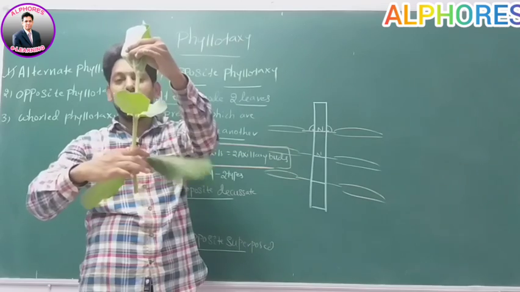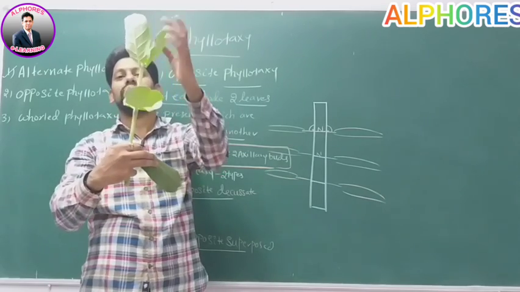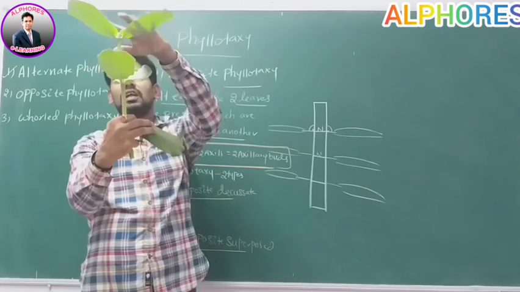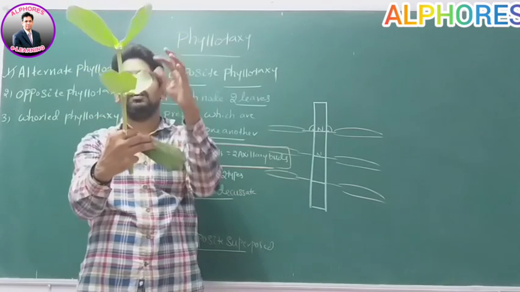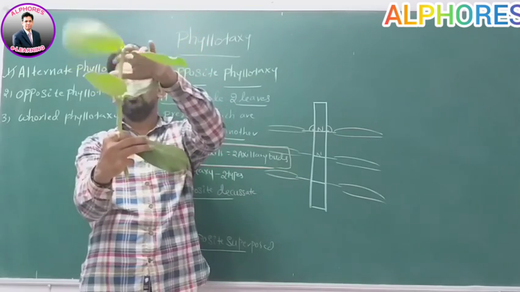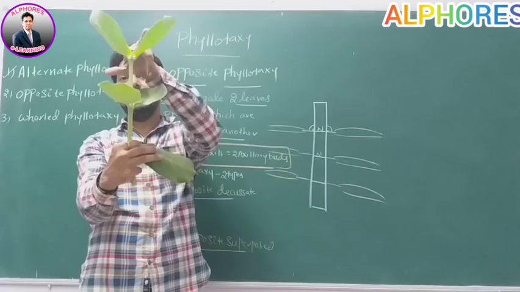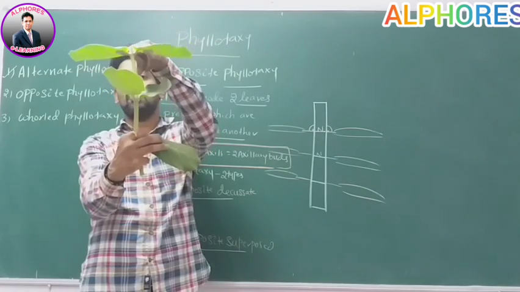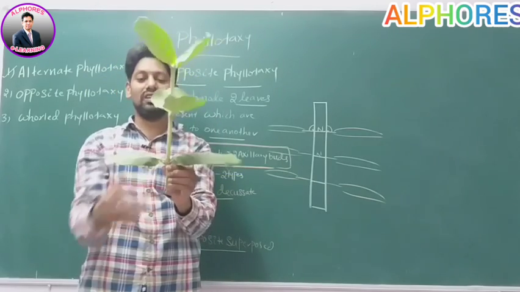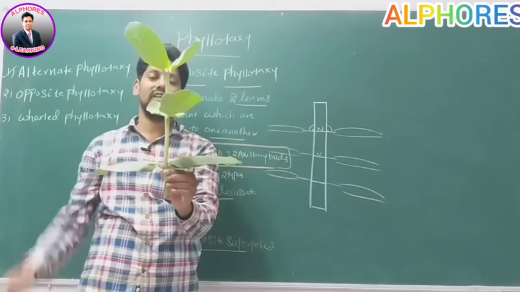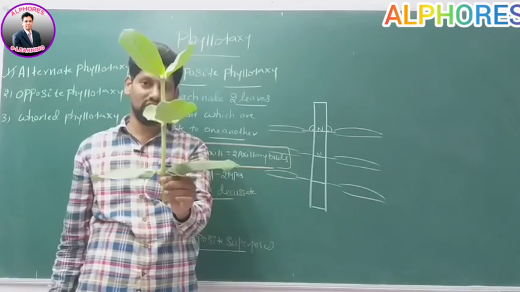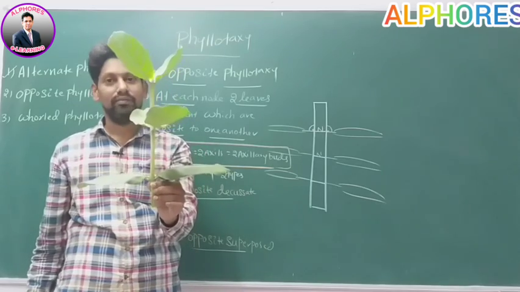You can check the next node also. How are the 2 leaves? See, front, back, right, left. Therefore, 2 leaves present at one node are at right angle to 2 leaves present at the next node. Yes or no? Is it okay? Right? Therefore, this is opposite decussate. This plant name is Calotropis gigantea, milkweed. Is it okay? Right?